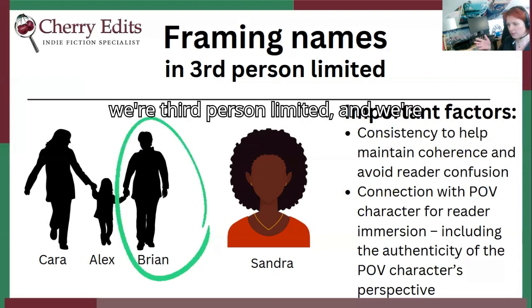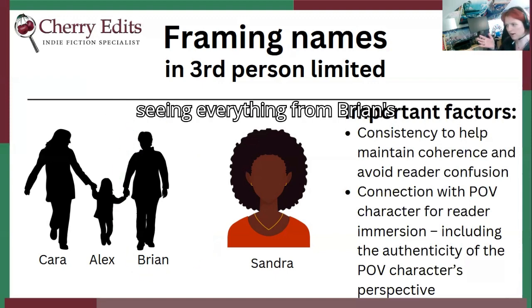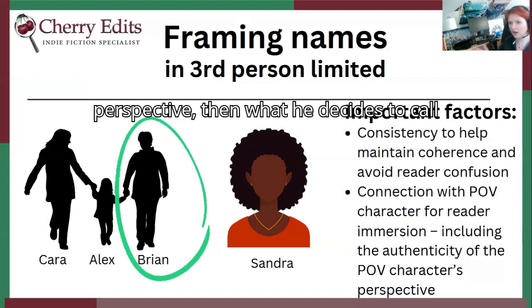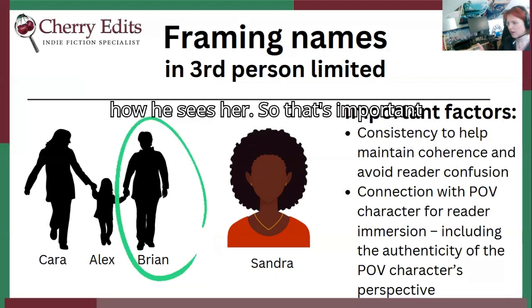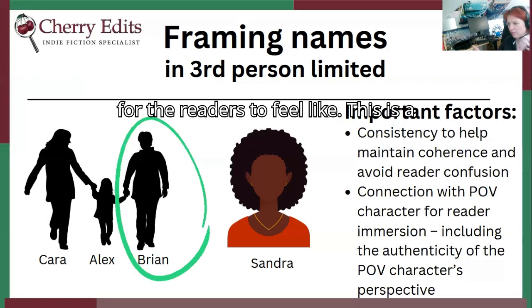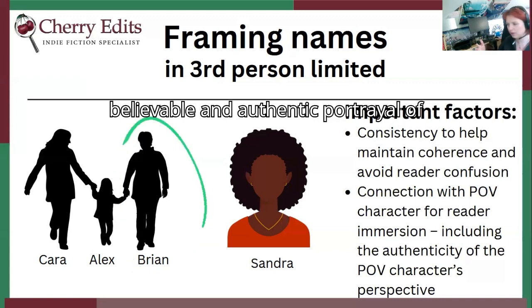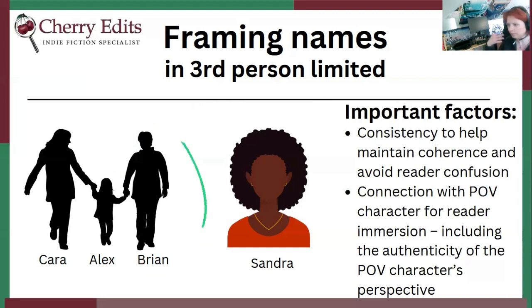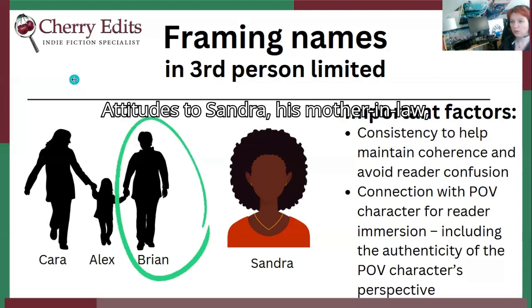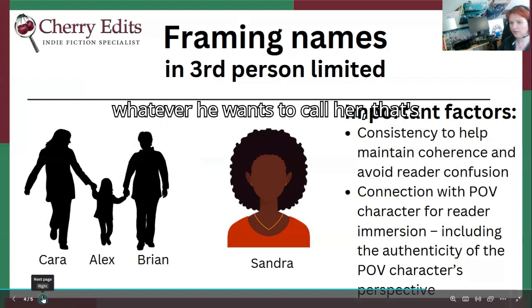So if we're third person limited and we're seeing everything from Brian's perspective, then what he decides to call her is going to give us an indication of how he sees her. So that's important for the readers to feel like this is a believable and authentic portrayal of Brian, his emotions, feelings, and attitudes to Sandra, his mother-in-law, whatever he wants to call her.